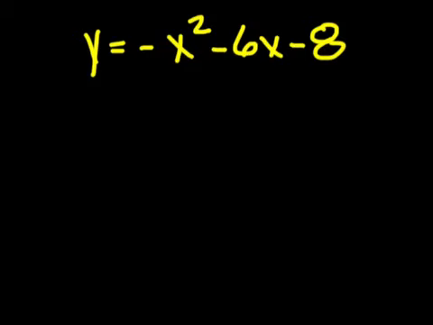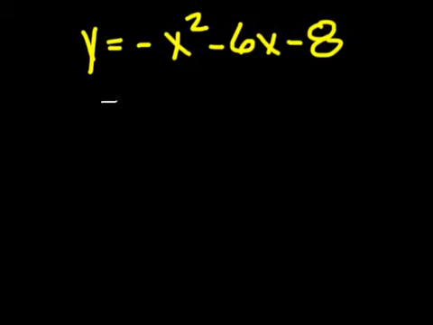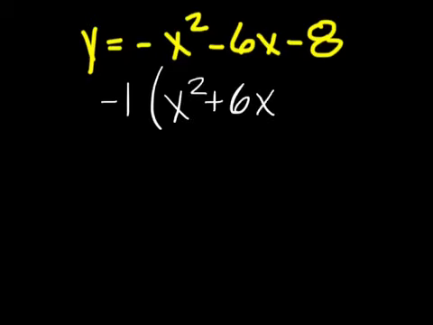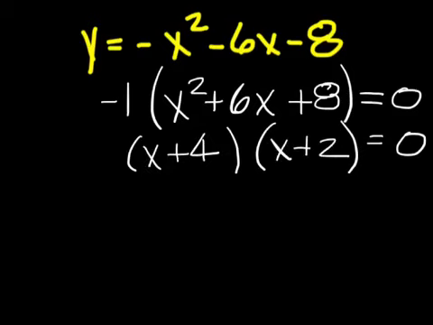Alright, if we want to try to factor this, let's see if we can take out a negative 1, if that will help. And it'll give you an x squared plus 6x plus 8. Set it equal to 0. And I believe you can factor it as x plus 4, x plus 2. 4 and 2 add to get 6 and multiply to get 8. So your zeros are going to be negative 4, negative 2.